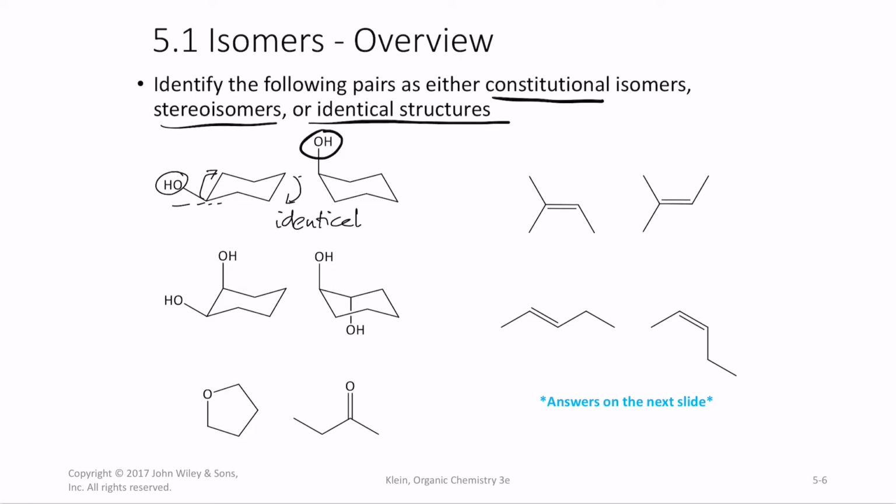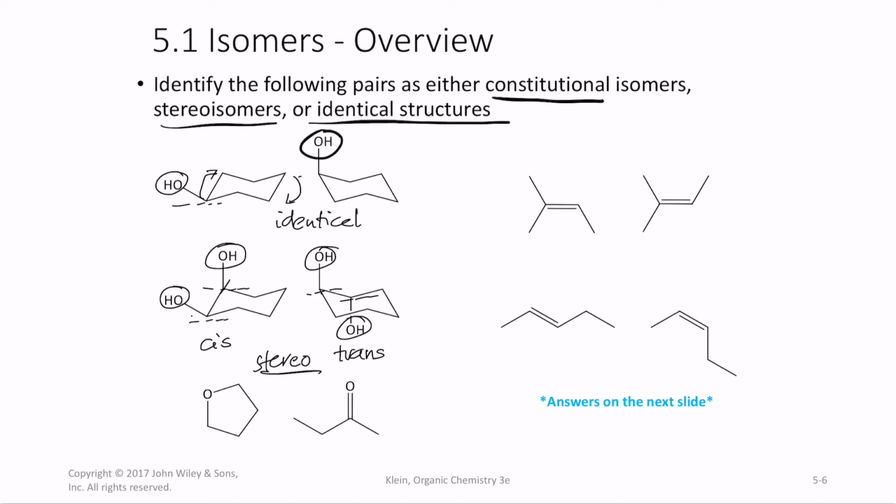Let's look at the next one. Notice that here again, both are above the plane. And here, one is above the plane, one is below the plane. Both are adjacent to one another, and here also both are adjacent to one another. In here, the OH groups are on the same side, on the top, so this is a cis isomer. Here, both OH groups are on opposite sides. This is a trans isomer. Notice that this is not constitutional because the number of atoms in all of them are exactly the same. So these are not constitutional isomers. These are stereoisomers.